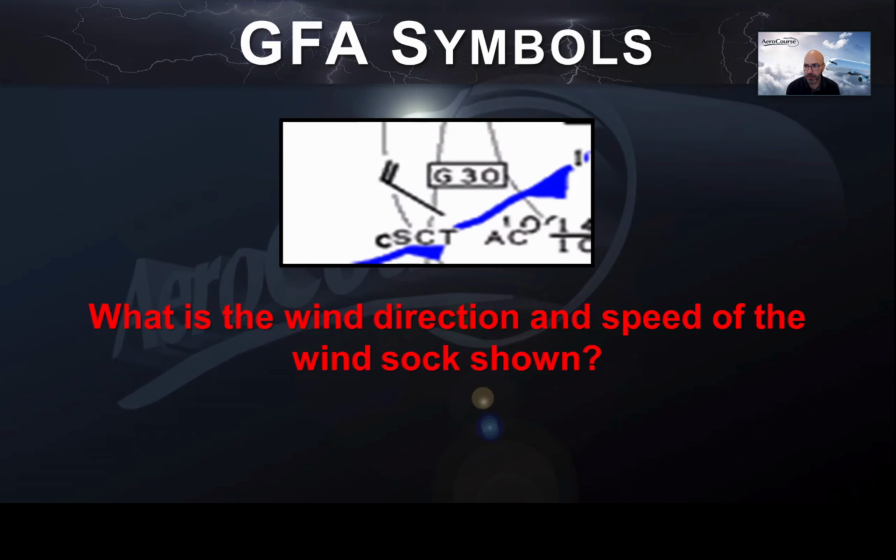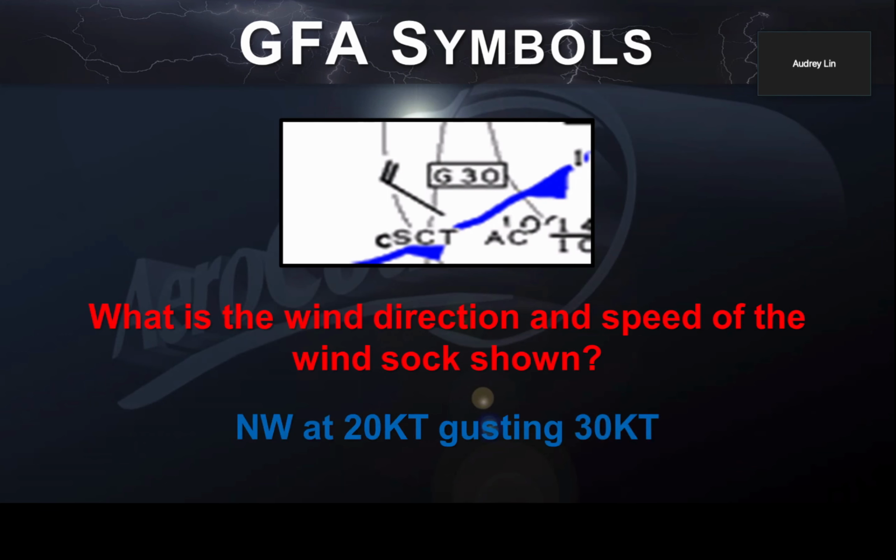20 from the northwest, gusting 30. 225 kilometers. 20 gusting to 30. Wait, so it's 20 from the northwest, your airplane's nose is at 20 gusting 30. Good. Piece of cake. Where the tail is, think of the barbs as the wings.